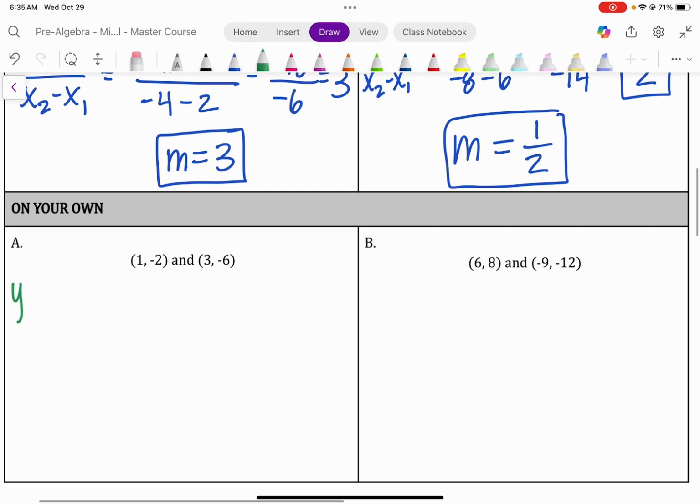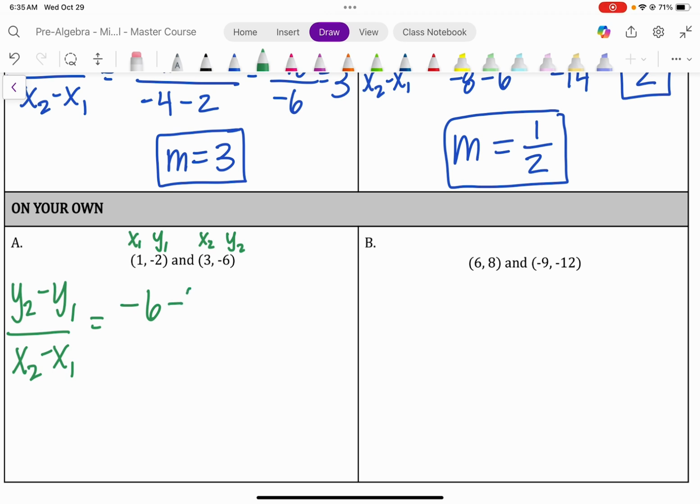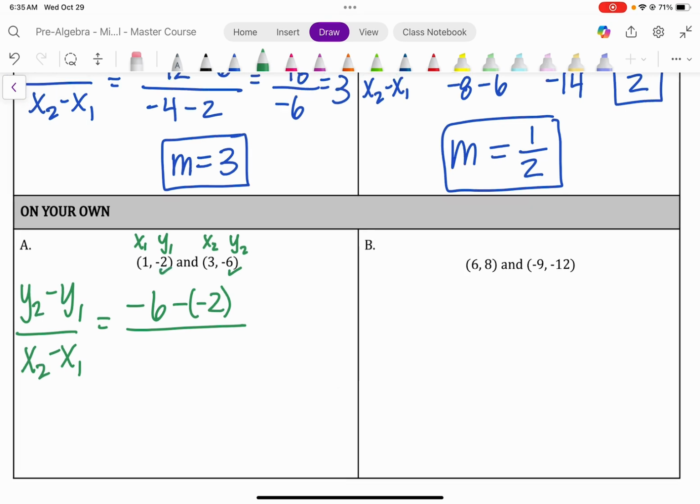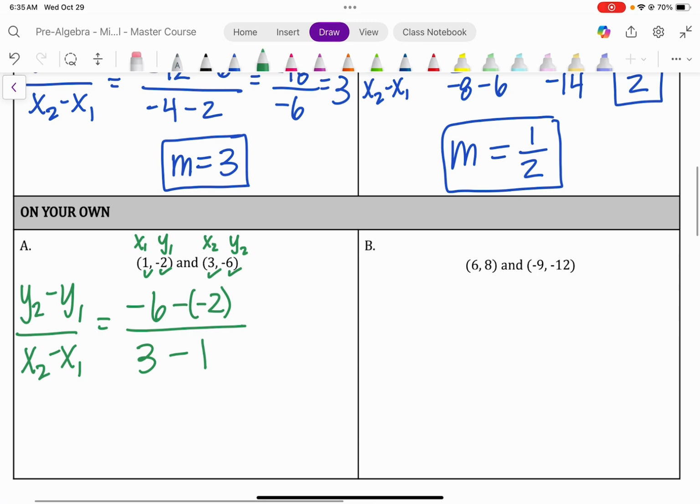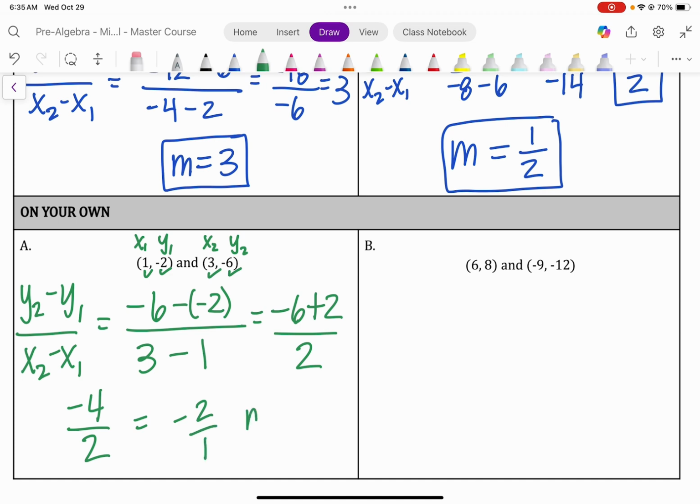Okay, next, y2 minus y1 over x2 minus x1. So we've got x1 and y1, x2, y2. So that's negative 6 minus negative 2, and I'm going to fix that in a second, because that's y2 minus y1 over x2, so 3 minus 1. I don't like double signs. I'm going to immediately change that to negative 6 plus 2 over 3 minus 1, which would be 2. And my numerator, negative 6 plus 2, turns into negative 4 over 2. So negative 2 over 1. You don't have to go that far. I'm just going to say m equals negative 2.